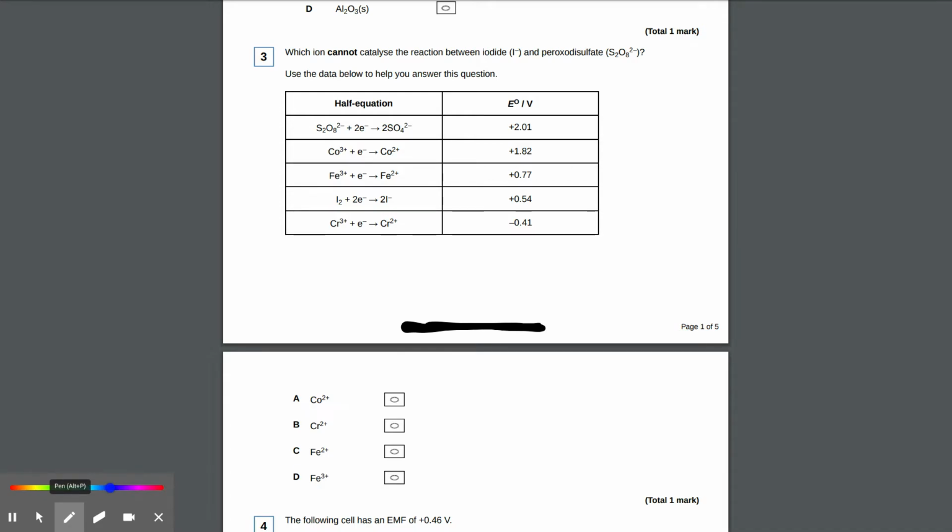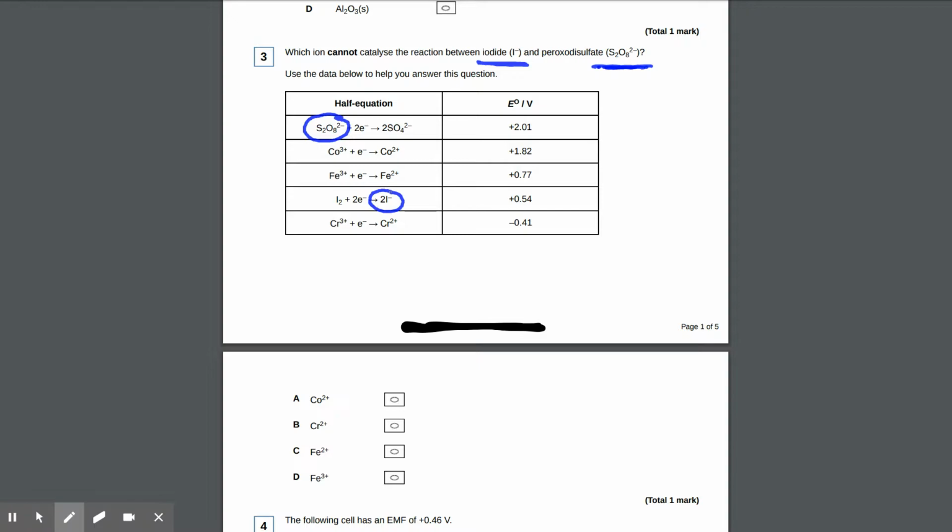Okay, just going to have a quick look at question 3. It's asking us to look at the reaction between the iodide (I⁻) ion and the peroxidisulfate S2O8 2- ion. We can identify these in the table as being the top reaction with respect to the peroxidisulfate and the iodide ion down here.